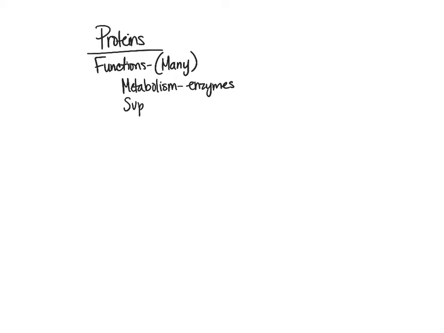Support. So structural support. So things like keratin. Keratin is a protein that we find in the skin, on the superficial cells of the skin, so the outer cells of the skin, but also we find large amounts of keratin in our hair and in our nails. That's just one example of a type of protein that's used for structural support.